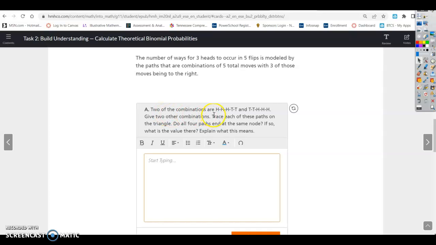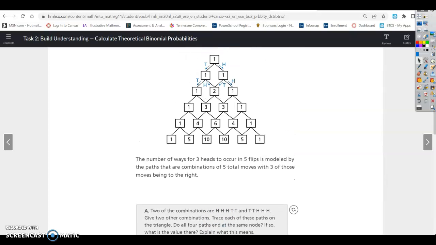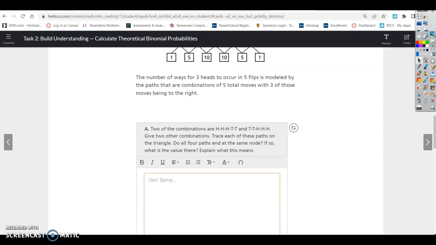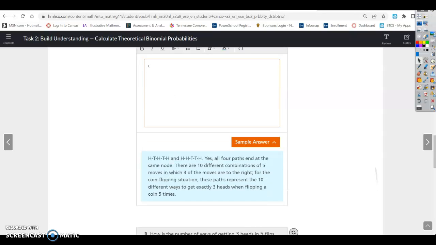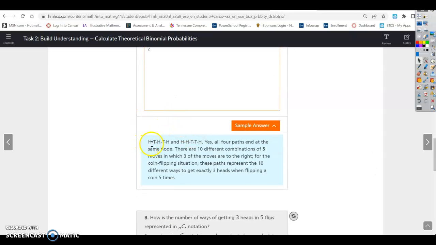Two of the combinations are heads, heads, heads, tails, tails, and tails, tails, heads, heads, heads. So give 2 other combinations. What they want you to say is that there are multiple paths to use. If you come down through here, what way can you go in order to get to this same node? So basically they're asking how many different combinations there are. Here's a sample of 2 other ones. You could do heads, tails, heads, tails, heads. And you could do heads, heads, tails, tails, heads. Yes, all 4 paths end up at the same node.